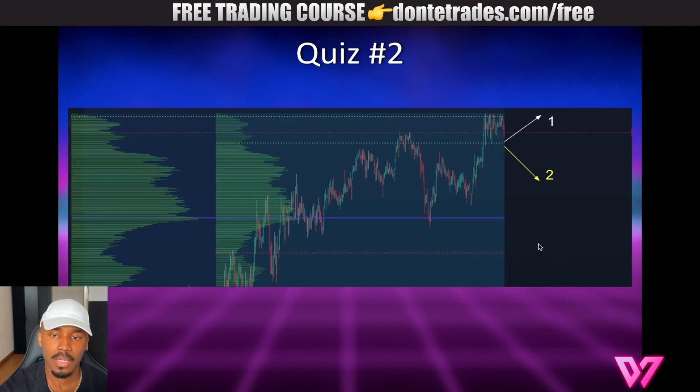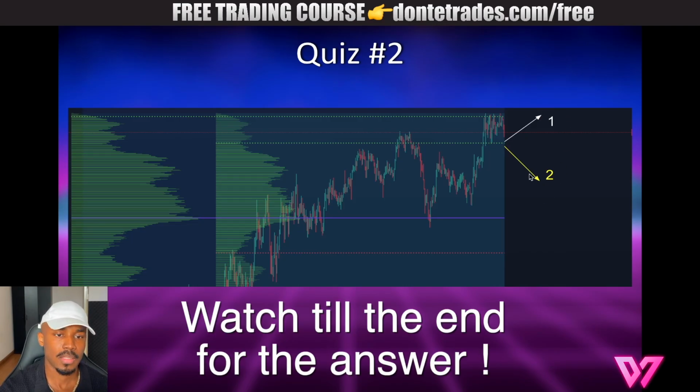Now, this is another quiz. This is a little bit more tricky. So if you are looking at this, just based off this volume profile here, where would you say the price is going to head here, right? Number one or number two, just based off your abilities right now. So type that in the comments.